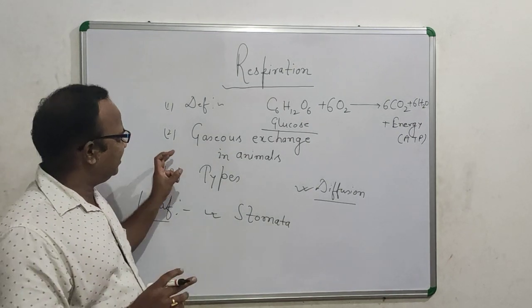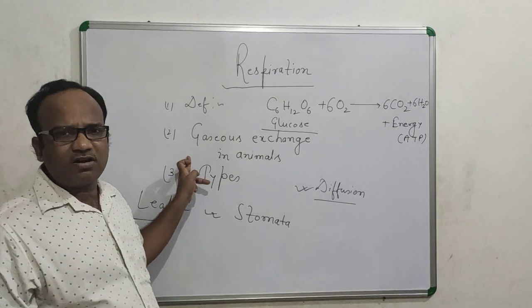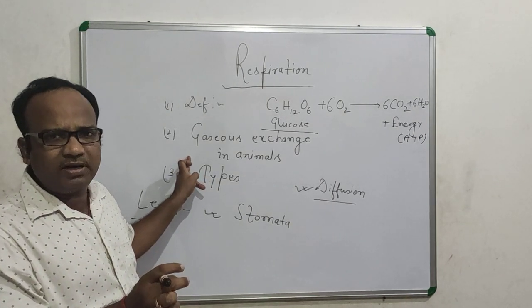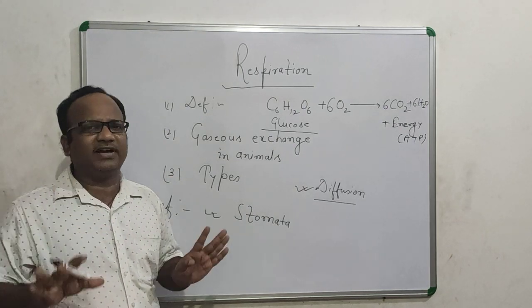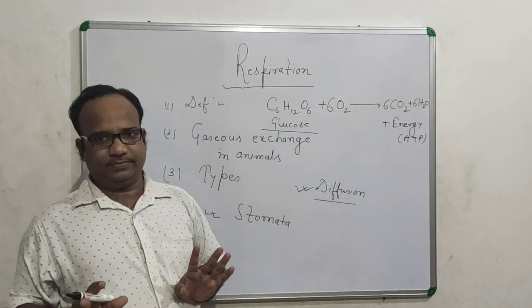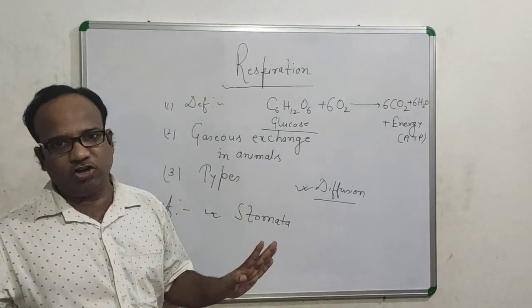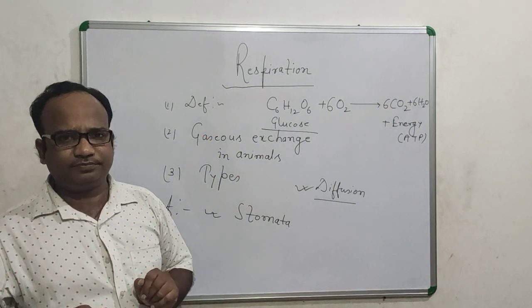Right now, gaseous exchange in animals, from lower organisms to higher organisms, takes place in different ways. But the motto is very simple: oxygen has to reach the cells. Then after, there is a possibility of breaking down of the food molecule.